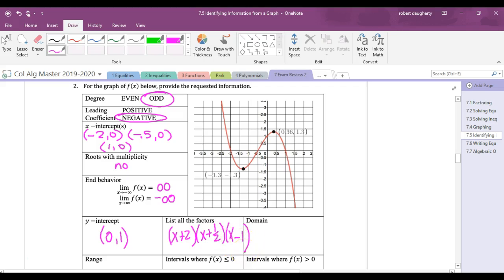What's the domain of this function? It looks like negative infinity to infinity. The range of this function, same thing. It's going to be from negative infinity to infinity.